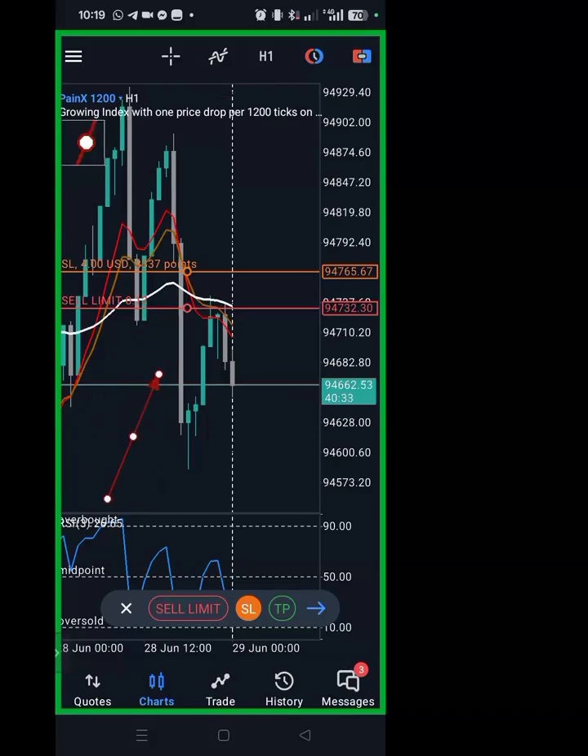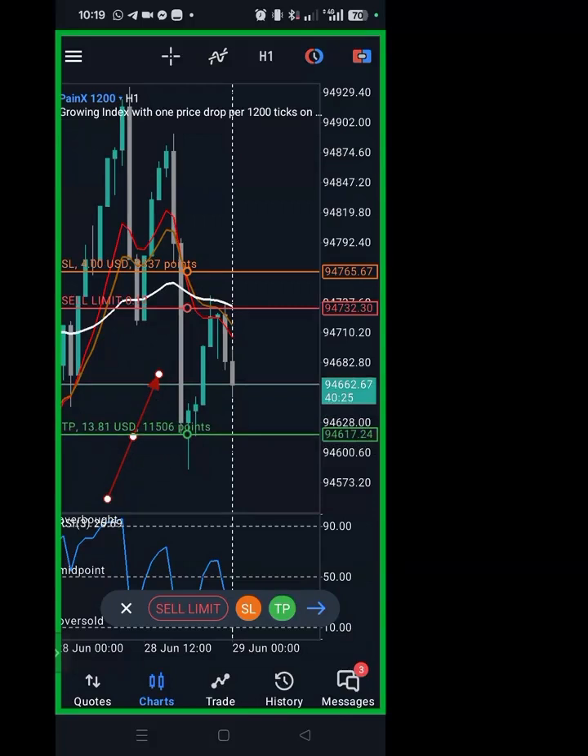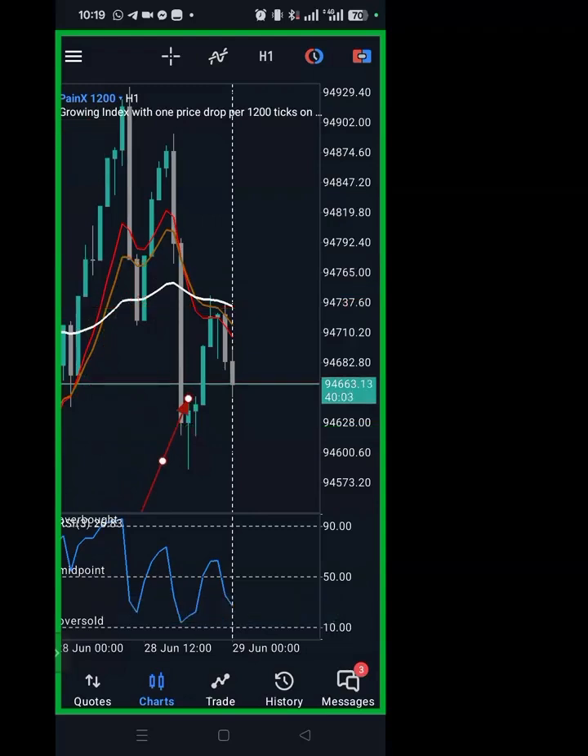You can see I am setting my take profit, and my take profit will be where this long bearish candle stopped. Now you can see my stop loss is $4. My take profit is 13. You can see it's almost 3 times the profit. This is what you should have done. Now you are still not late in the market. This market, I can say enter, sell.